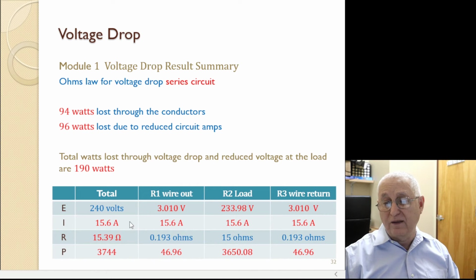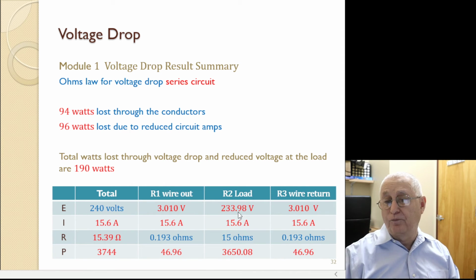Okay, and we divide that, 240 volts, E divided by R gives us I, 15.39. If you divide this in, it's really 15.59 something, this amperage, and the values would be slightly different down here, and they would concur with what we got in the previous slide. However, let's just look at it this way. Here's our amperage is the same everywhere in series circuit. Again, it's 3.01 volt drop.